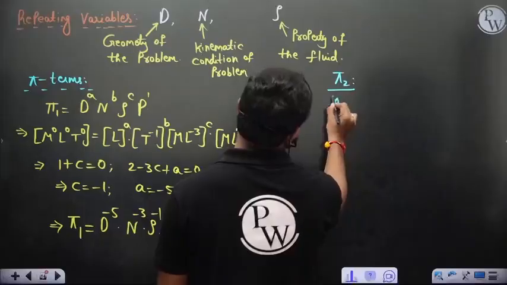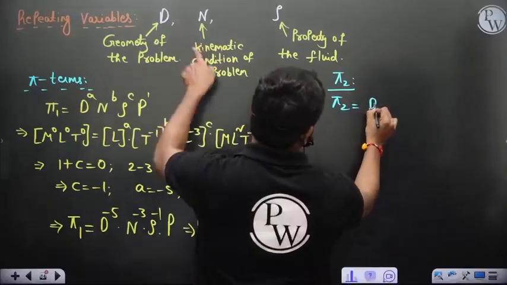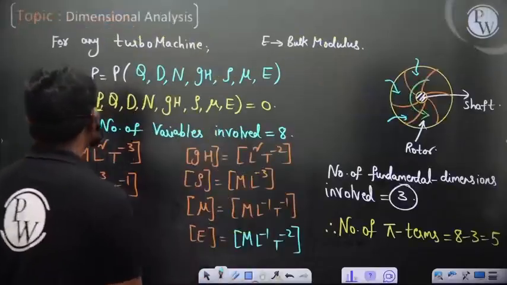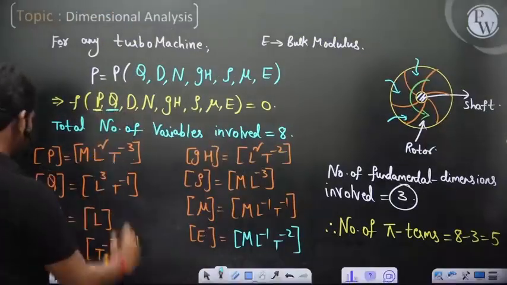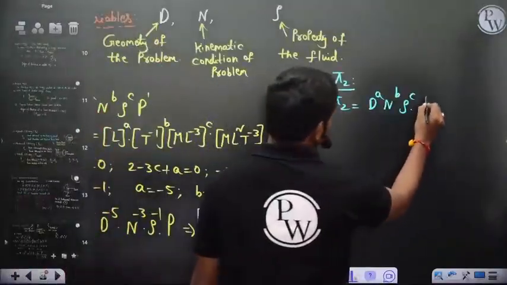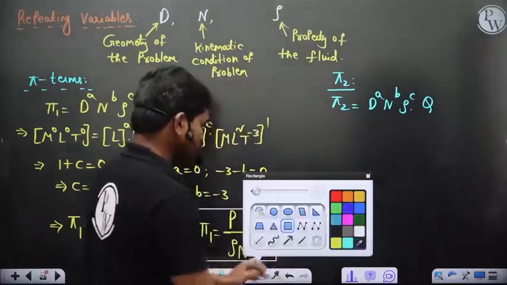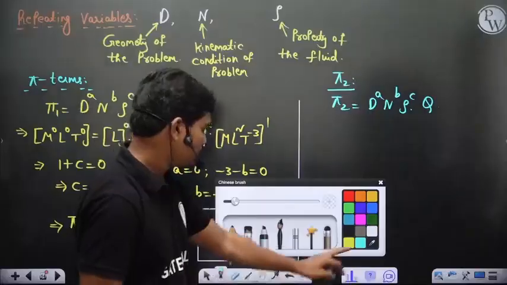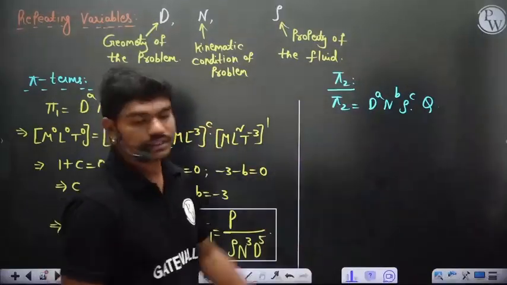So let us calculate. Pi 2 is equal to d power a, n power b, rho power c. What is the next variable we can take? Q is also not covered, so we can take q. I'm just doing dimensional analysis. You know this very well. A bit of fun stuff to do. So let's do this dimensional analysis.